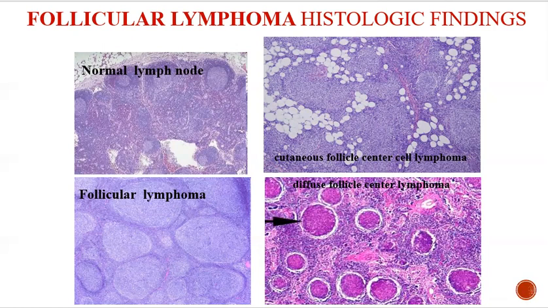Transformation to diffuse large cell lymphoma is frequently associated with rapid progression of disease, including increasing adenopathy, development of systemic symptoms, and infiltration of extranodal sites. Progression to large cell lymphoma is a poor prognostic factor, and most patients who experience transformation succumb to the disease.